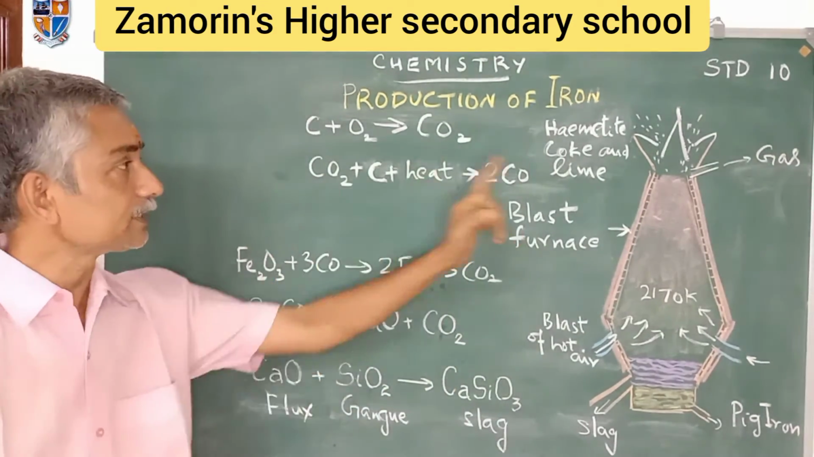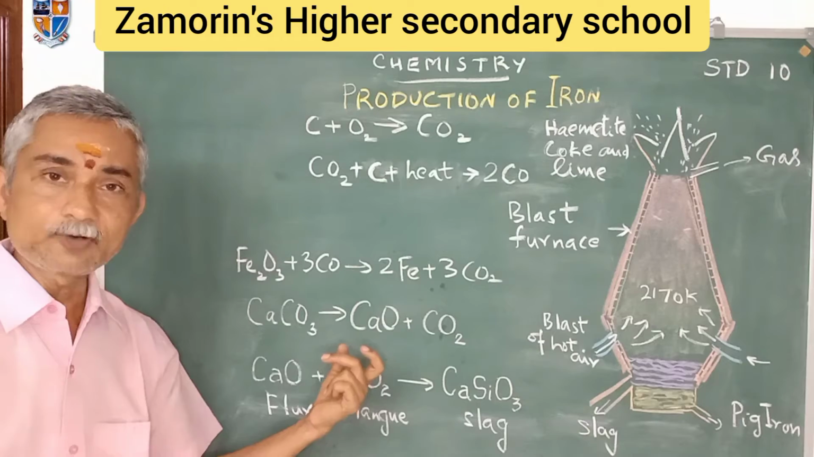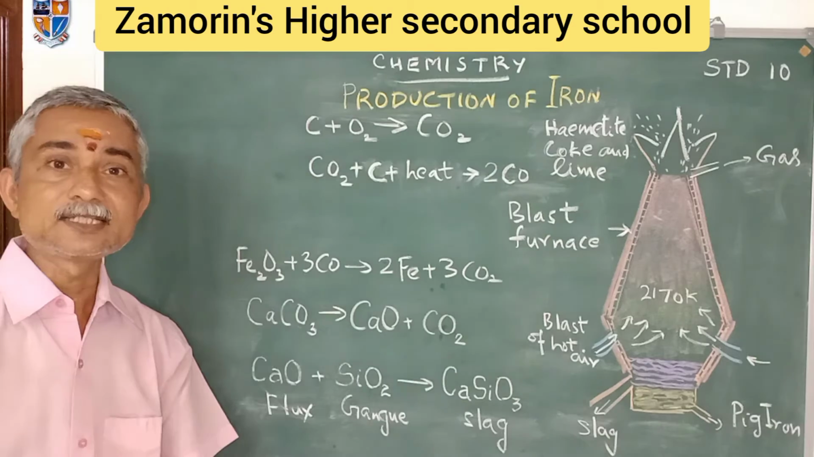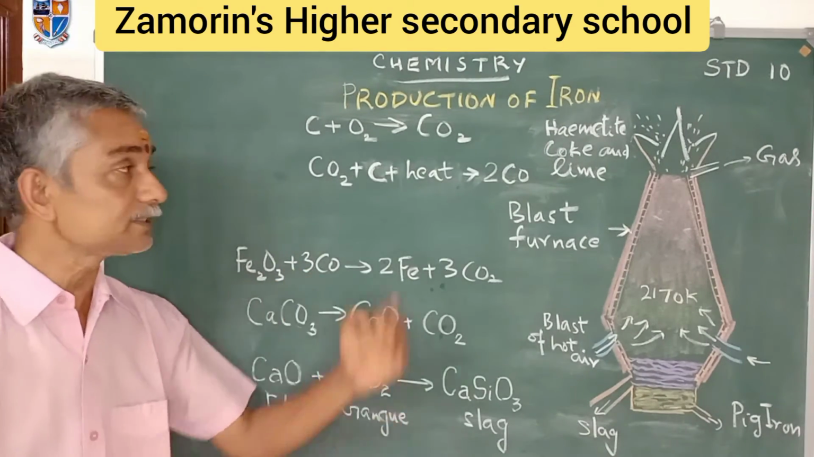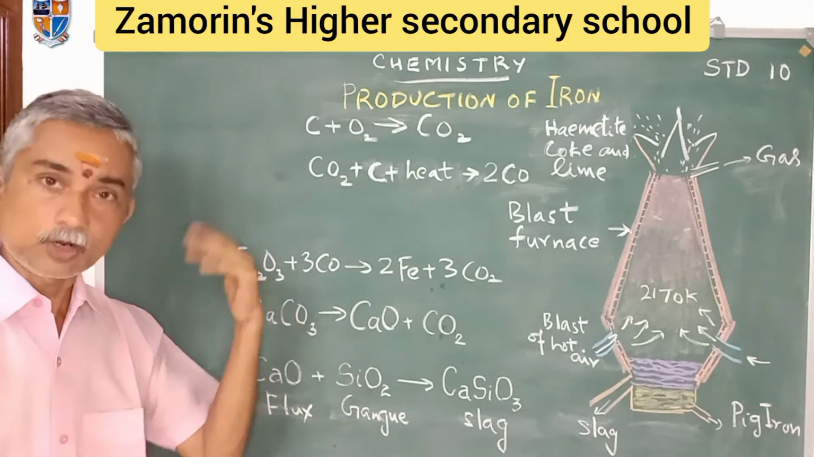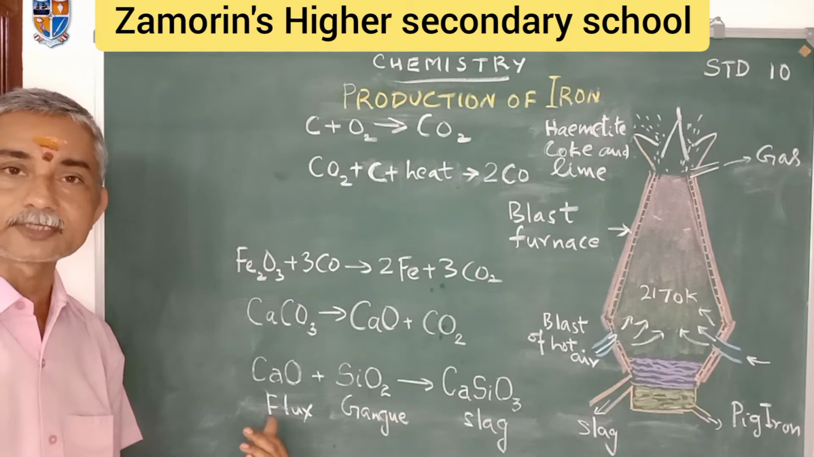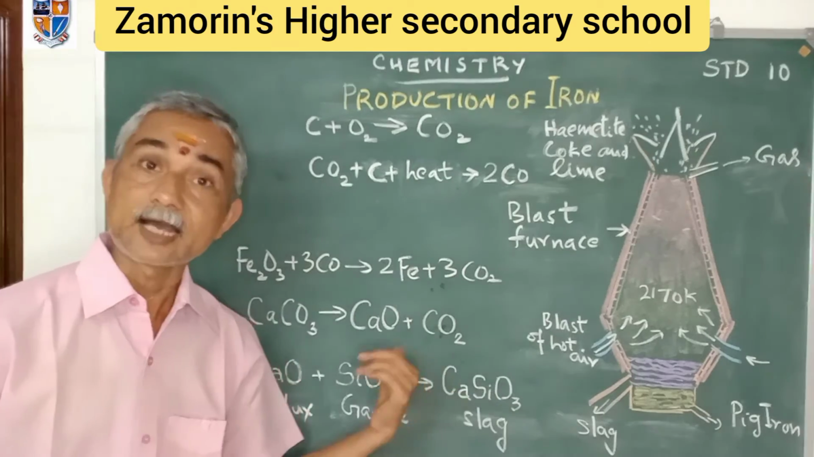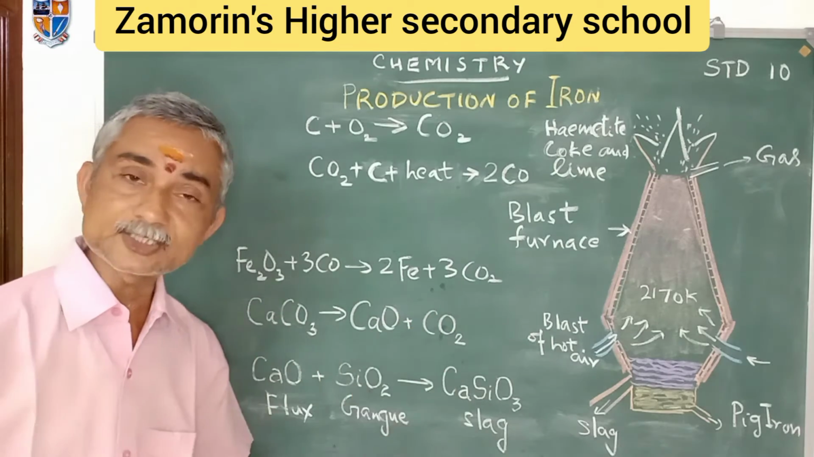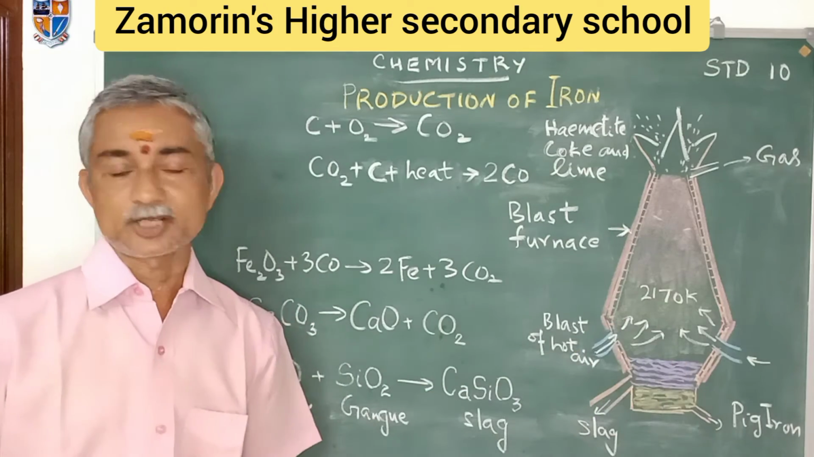Calcium carbonate, that is lime, splits up into calcium oxide and carbon dioxide. This calcium oxide becomes the flux. Flux means the substance which can remove the impurity present in the ore, hematite. Silica, or silicon dioxide, is the common impurity. This silicon dioxide and calcium oxide combine forming slag, calcium silicate. The floating slag can be removed. So by this method we can remove the maximum impurity from the iron production.